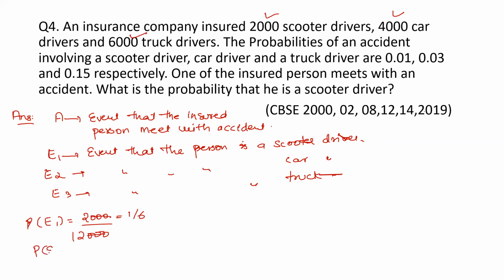Okay, Umir. Similarly, P2 is 4000 by 12,000. It is 1 by 3. Next is P(E3). It is 6000 by 12,000. It is 1 by 2. Okay, Umir, now put the values and tell me the answer. But I will give you only 2 minutes.